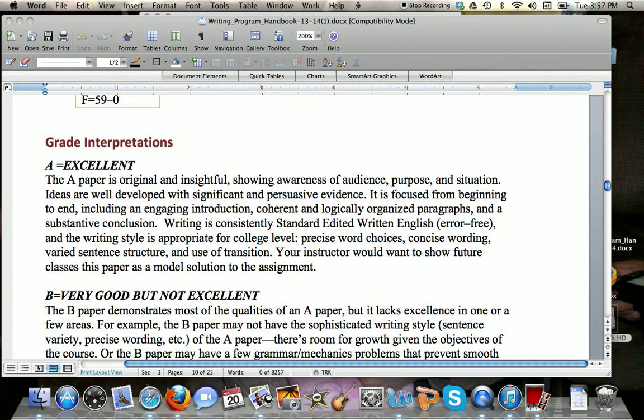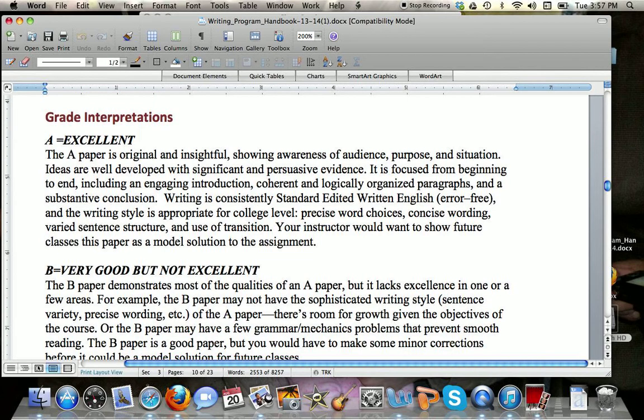If you get your textbook and go through the beginning part of it, there's a whole bunch of information, but the thing I wanted to point out to you was the way that the grades are interpreted in this writing class. This is just a written explanation of what a letter grade means.